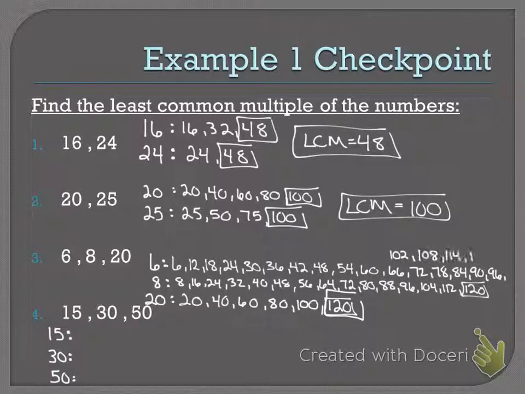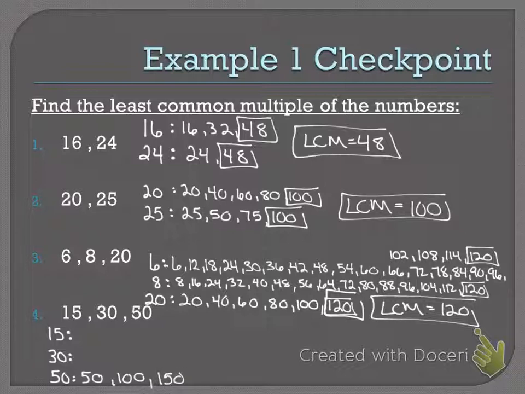So now I want you to go ahead and do the last one. 15, 30, and 50. I want you to do 15, 30, and 50. So list your multiples of 50, and then tell me what your LCM is. Do they all go into 50? No. Do they all go into 100? No. Do they all go into 150? Yeah, so 150 is my LCM.